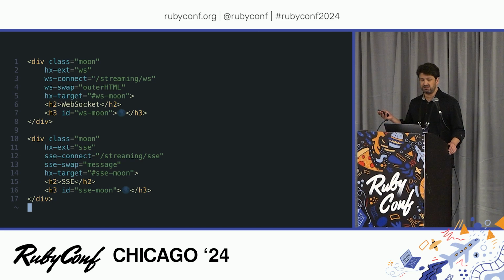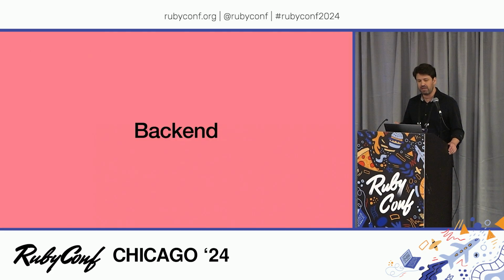I put a moon class on it just for some styling, and then use the extension. The extensions work similarly, except with the WebSocket one you specify the behavior type, whereas with the SSE one there are different types of events. So they're slightly different in the same way that they are via the JavaScript API.